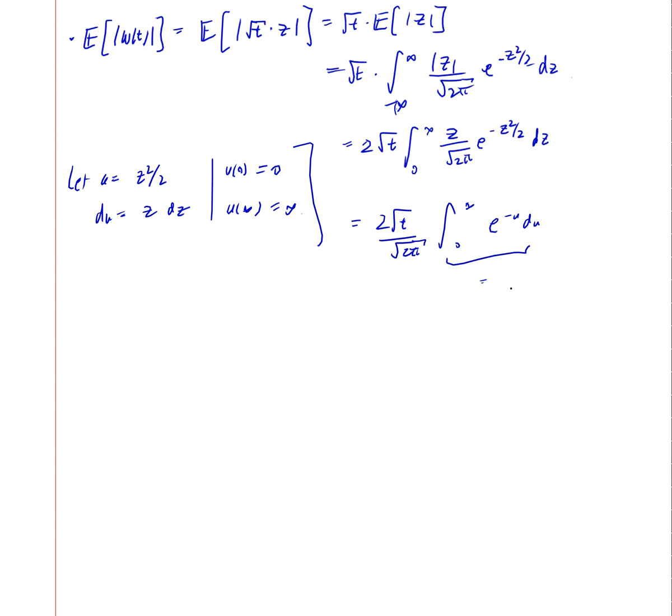This integral just ends up becoming negative e to the negative u, evaluated from 0 to infinity, which is just equal to 1, right? Because you're going to get e to the negative infinity, which is 0, minus negative, right? Double negative becomes a positive, so you're going to be plus e to the 0, which is just equal to 1, right? So that means here 2 divided by root 2 is just going to be root 2 on top. So you put everything under a square root, you're going to get 2t over pi.